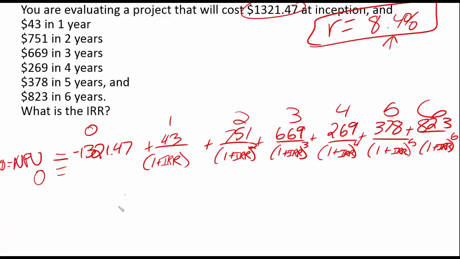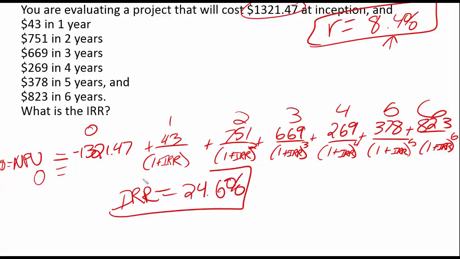And we come up with this and we show an IRR equal to 24.6%. So it's saying that if we were to do this project, it will generate returns for us in the amount of 24.6%.